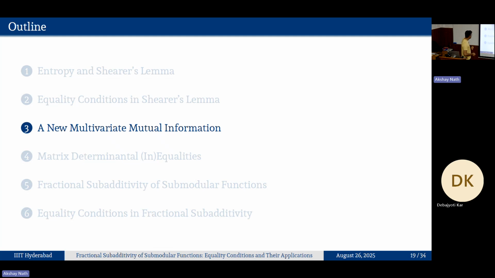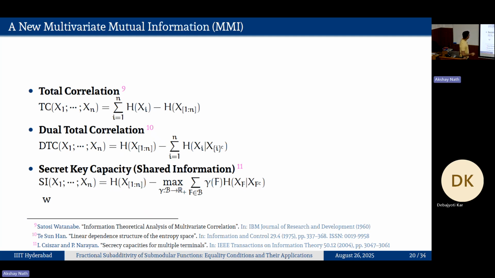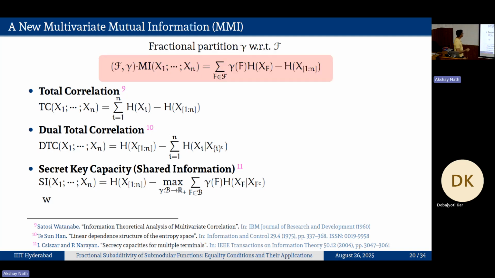So as it turns out, given the time, I'm just going to go through this fast. The thing is, we've been wondering about the application: why is fractional subadditivity so important? And what we observed was that this fractional subadditivity, or the gap that I was talking about, actually captures a lot of information in multivariate mutual information measures in information theory. For example, total correlation. So what does this mean?